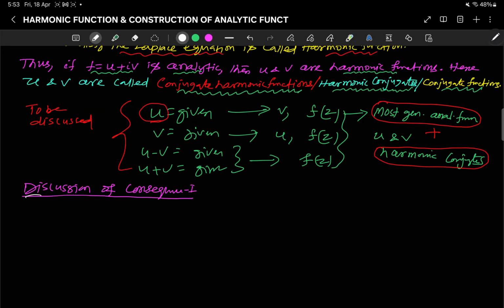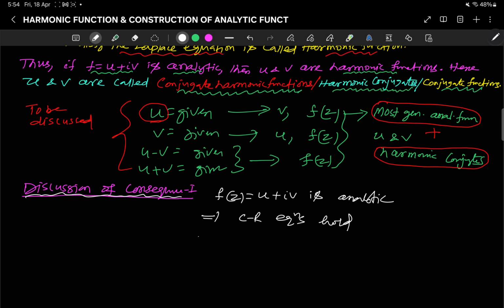Now coming to the discussion of consequence 1, f(z) equals u plus iv is analytic. So this implies the CR equations hold. So this implies u_x equals v_y and u_y equals minus v_x. If you differentiate it with respect to x, what will you get?